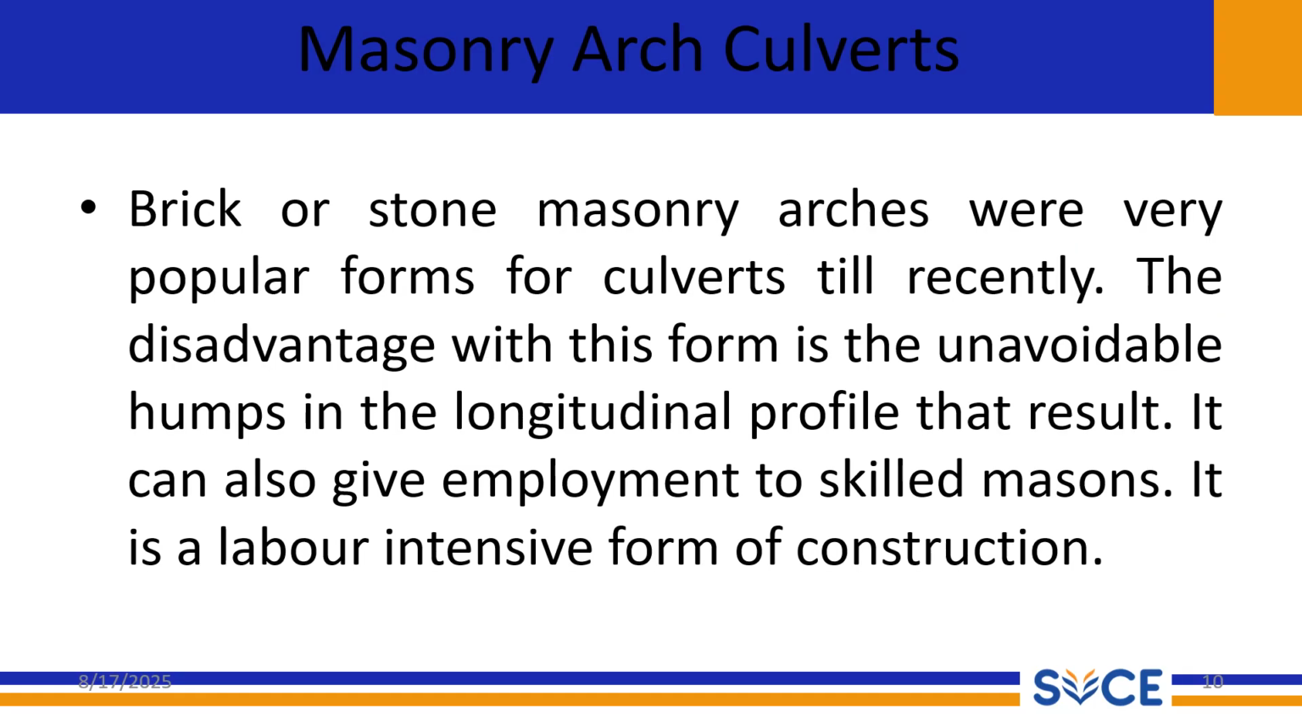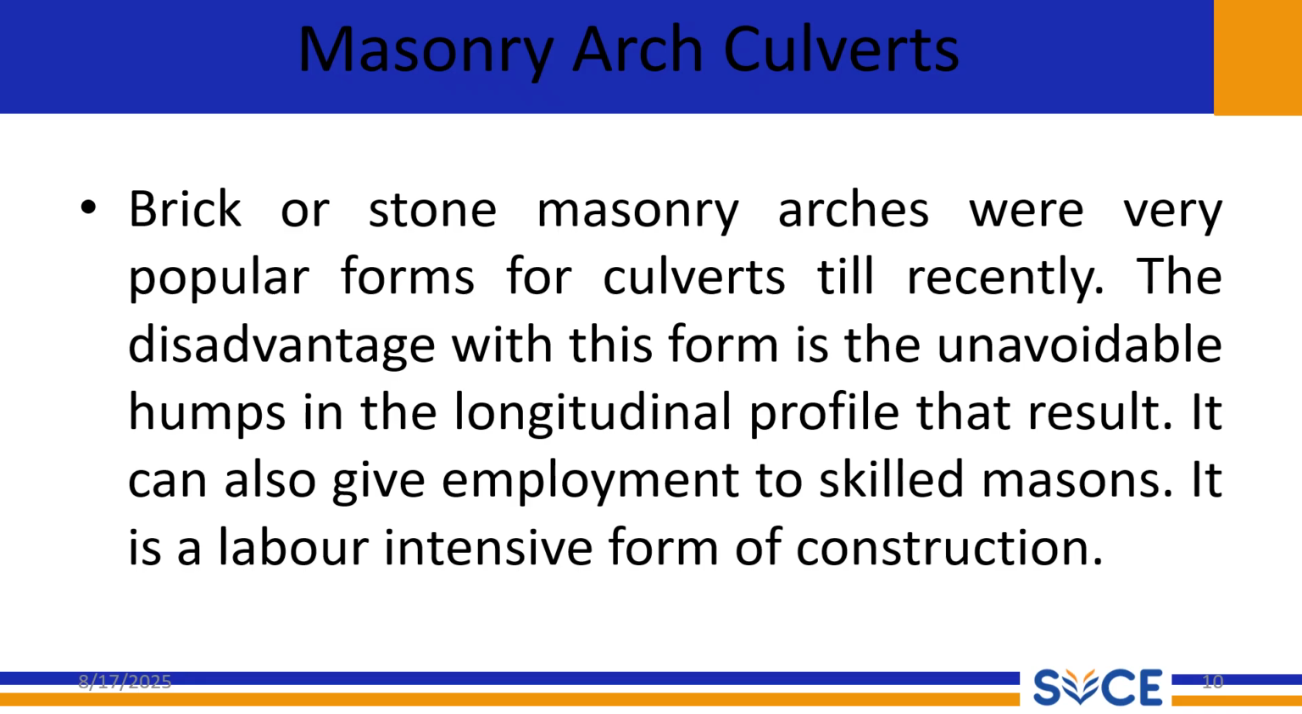Next one is the masonry arch culvert. This is one of the oldest forms of culvert which was widely used before the development of reinforced concrete. In this type, the superstructure is built in the form of an arch using stone masonry or brick masonry. The arch transfers the load mainly through compression, which makes it very effective since the stone and the brick have high compressive strength.